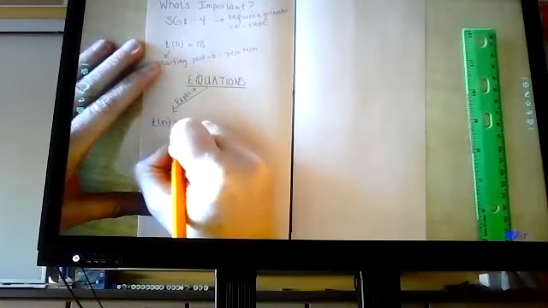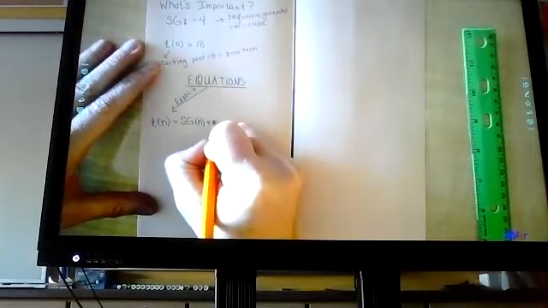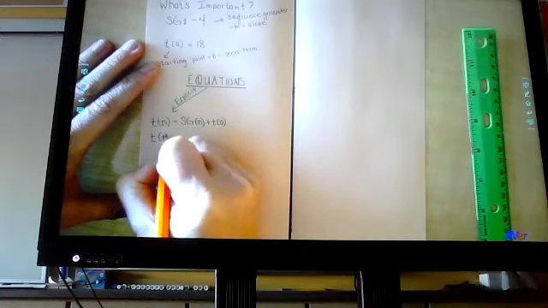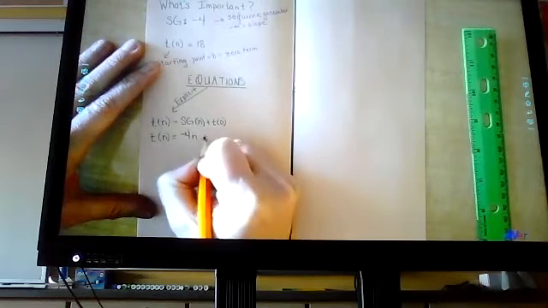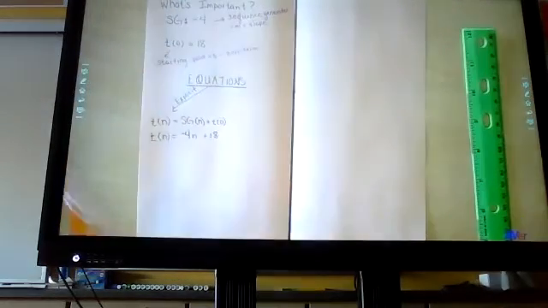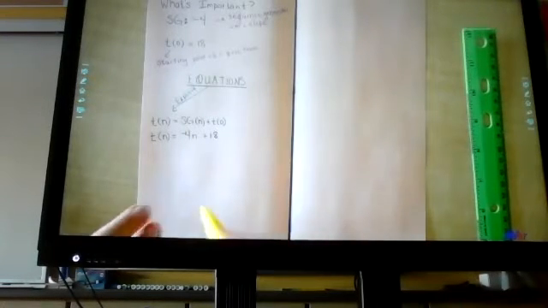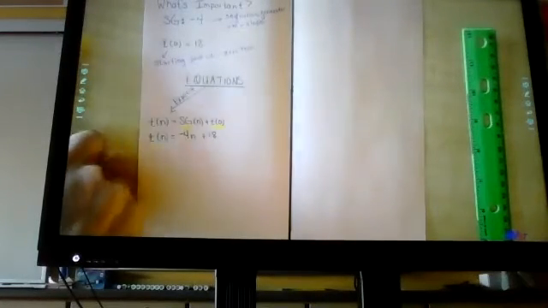We have T of n equals the sequence generator, SG, times n plus T of 0. So in this example, we have T of n equals -4 times n plus, and my T of 0 is 18. Now I'm going to highlight a couple of things. I want to highlight the SG and T of 0 so you can see where those end up. All right, here is the SG, and there is my T of 0. Just be aware of that.